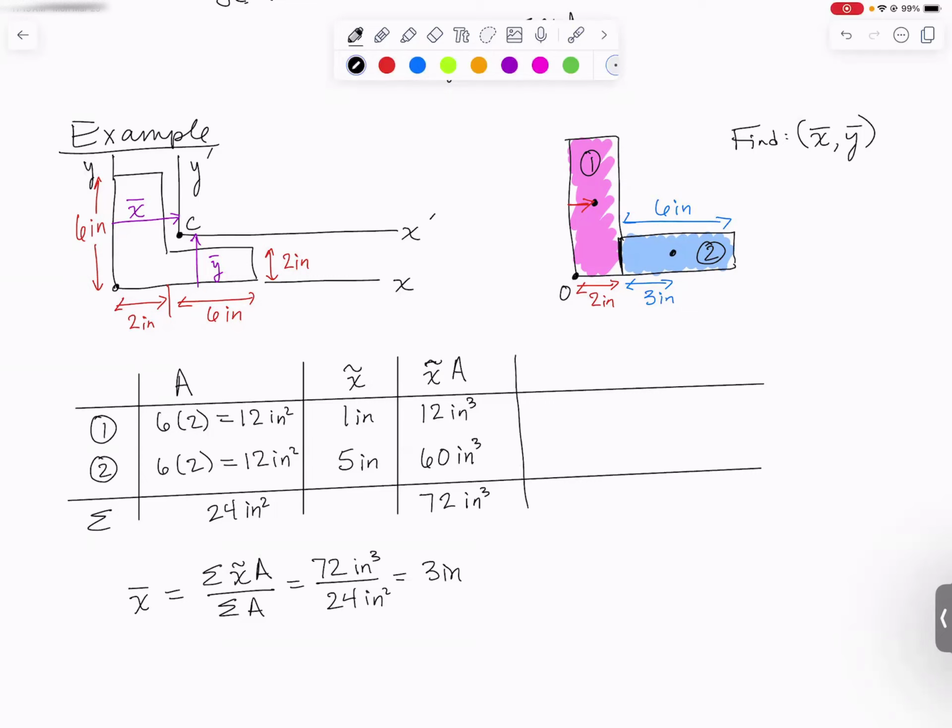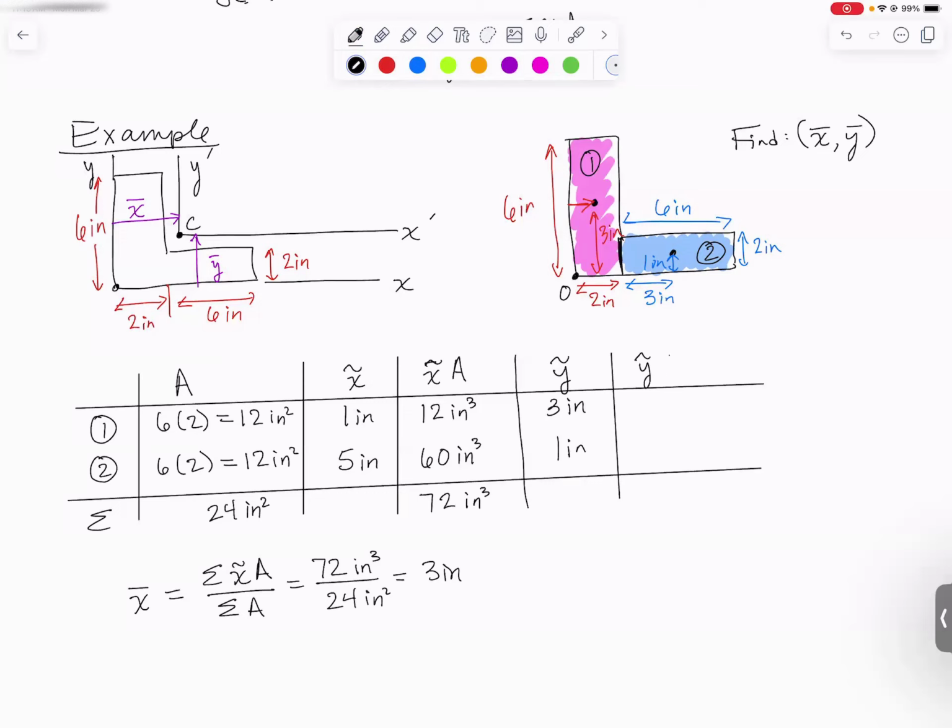So same process for the y direction. There's y tilde. For my pink box, the whole rectangle is 6 inches high. So half of that will be 3 inches. So 3 inches is my y tilde location for that first box. And then for the other one, it's 2 inches high. And so the centroid would be half of that, 1 inch up, and I'm measuring relative to the origin. So I just write that down as 1 inch.